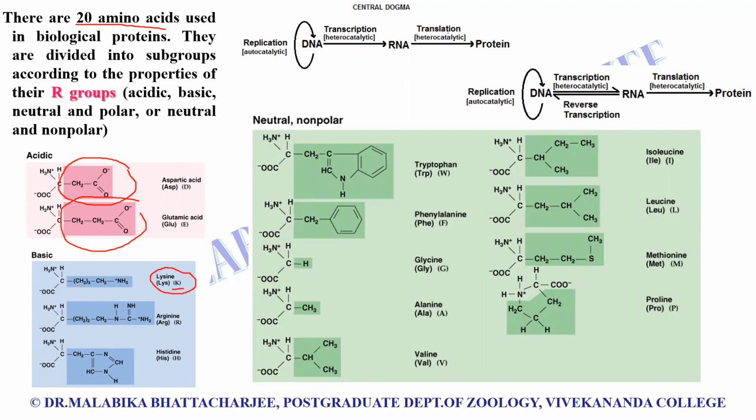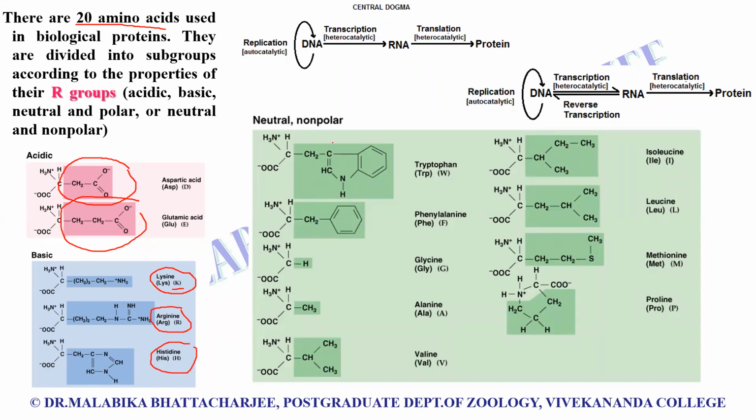Then when we have basic charged R groups, the amino acids we get are basic in nature. One of the well-known basic amino acids are lysine, arginine, and histidine. And these three amino acids do play a big role in gene silencing. Just gene silencing, gene modulation.